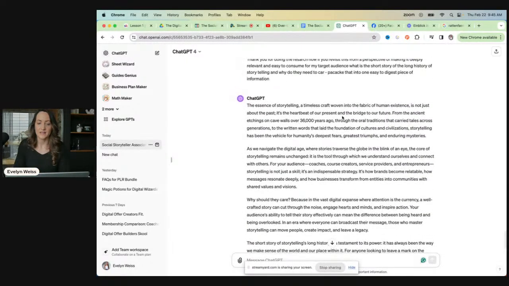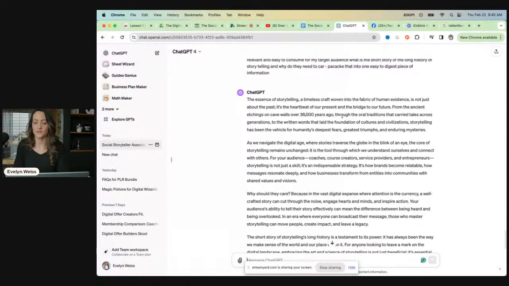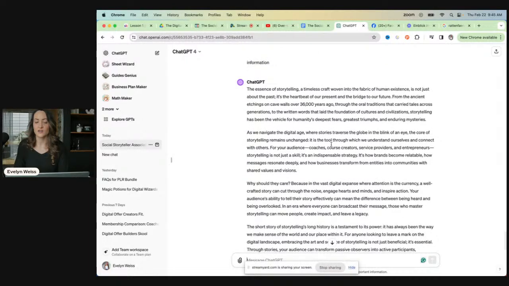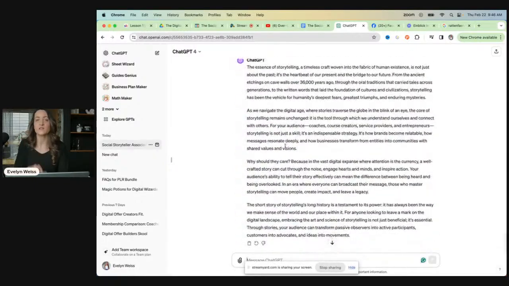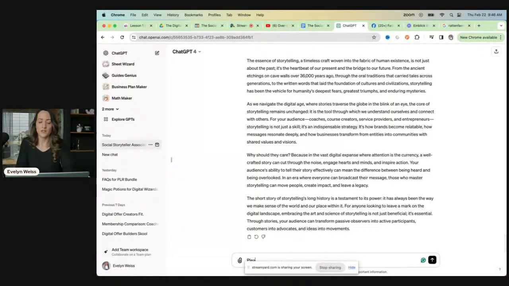And so, okay, the essence of storytelling, a timeless craft woven into the fabric of human existence, is not just about the past. It's the heartbeat of our present and bridge into our future, from the ancient etching on the caves through the oral traditions that carry tales. And because I let it research first, our chances of it being factually correct are also a lot higher. So from ancient cravings, storytelling has been the vehicle for humans' deepest fears, greatest triumphs, and enduring mysteries.